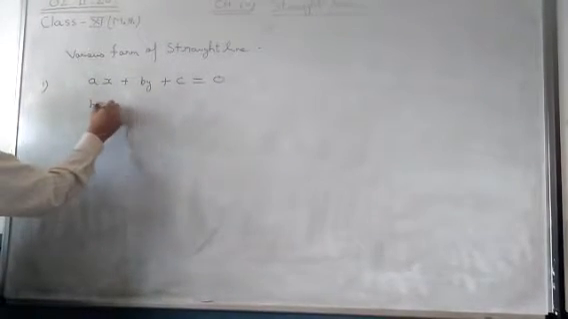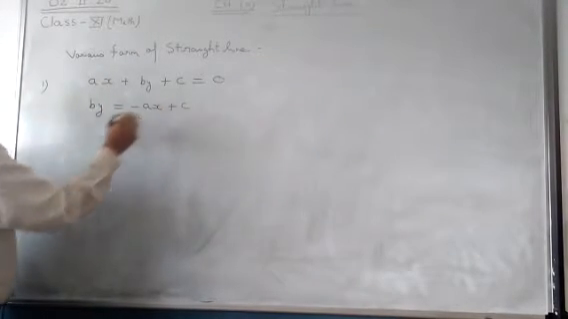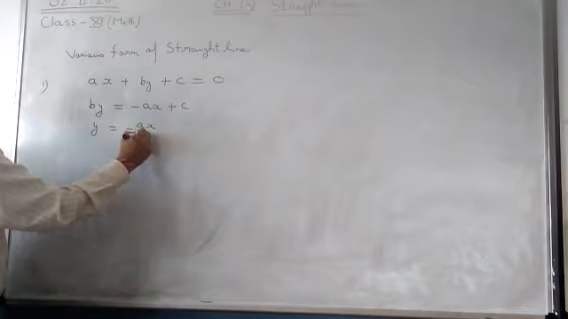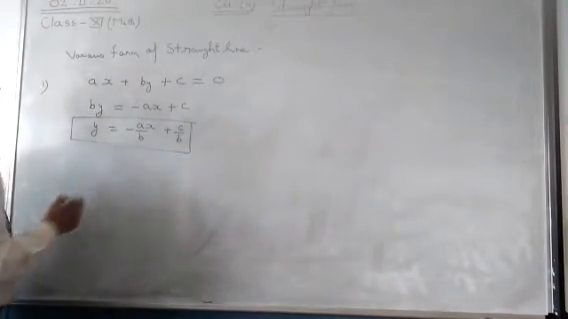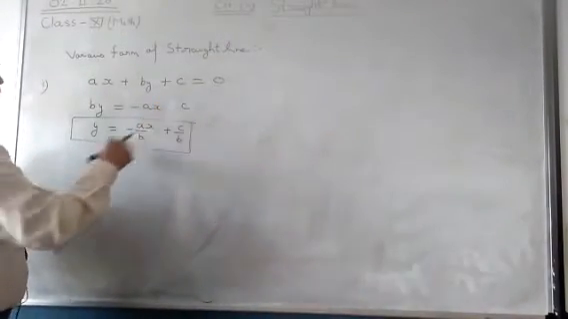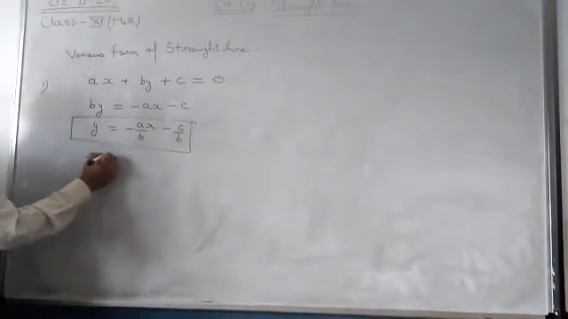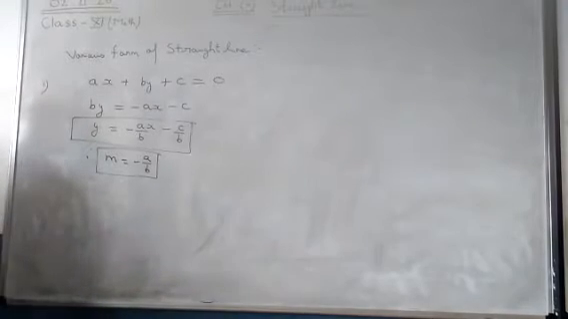Slope intercept form. This equation can be written as by equals minus ax plus c, dividing both the sides by b: y equals minus ax upon b minus c upon b, and slope m is equal to minus a upon b. This is the slope intercept form.